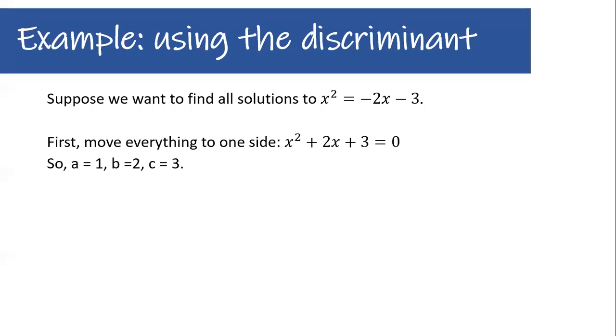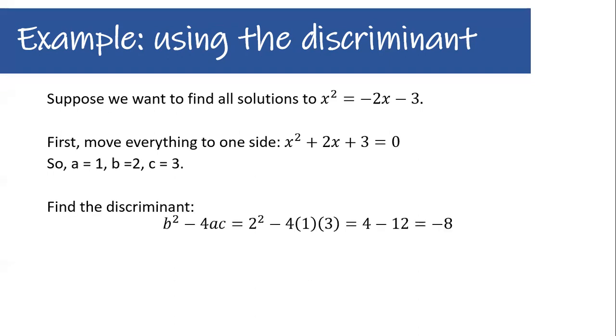So here, a equals 1, b equals 2, and c equals 3 in the ax squared plus bx plus c standard form. The discriminant, remember, is b squared minus 4ac. So when we find that discriminant, we get 2 squared minus 4 times 1 times 3, which if we work it out, is going to give us negative 8.